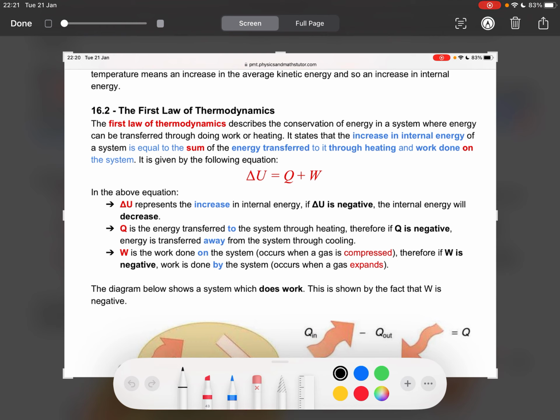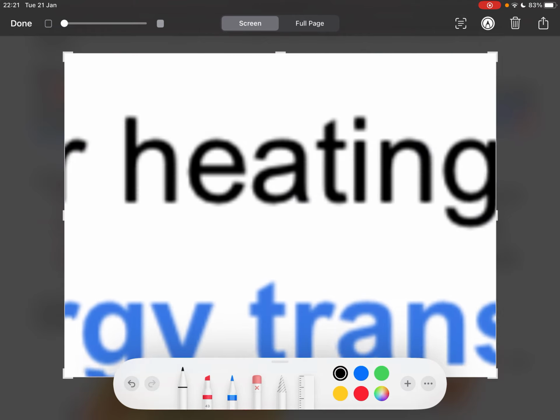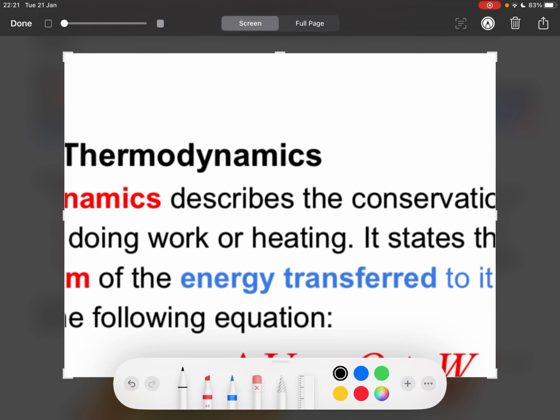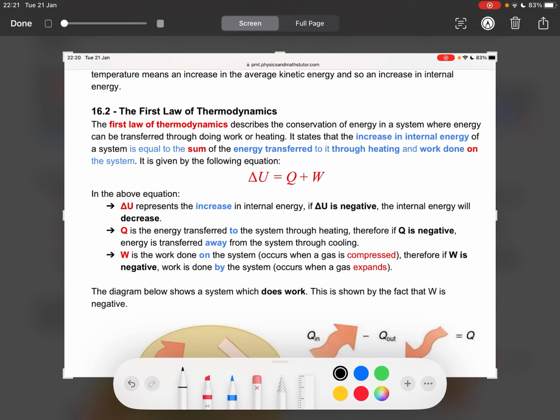It states that the increase in internal energy, either by increasing temperature or increasing the work, of a system is equal to the sum of the energy transferred to it through heating and the work done on the system, and it's given by the following equation. Here the delta U represents the increase in internal energy. If delta U is negative, then it is a decrease. If it's positive, then it is an increase.